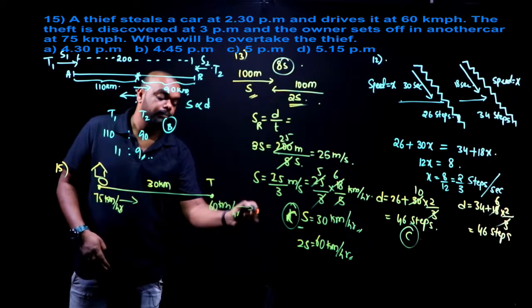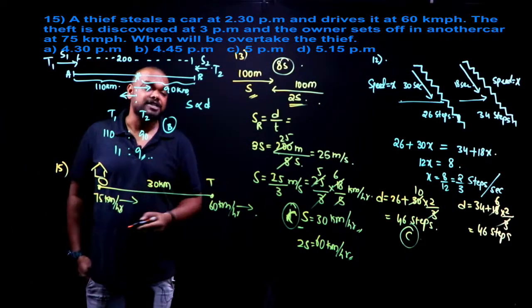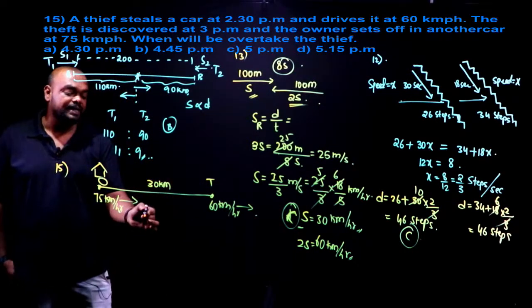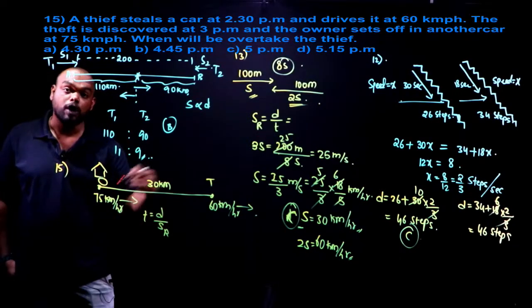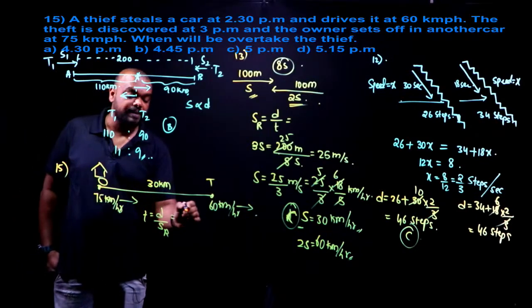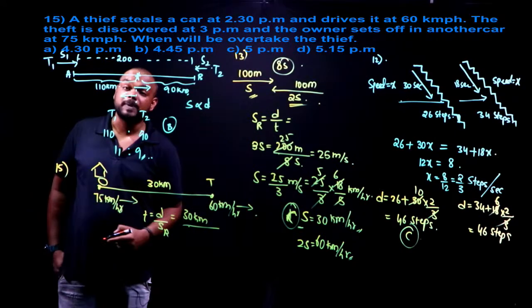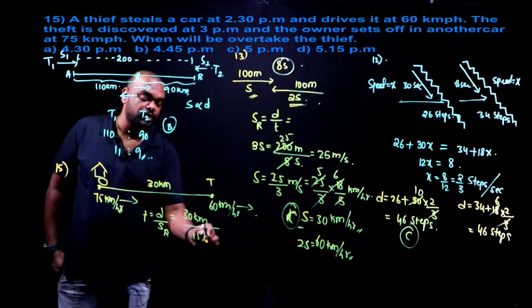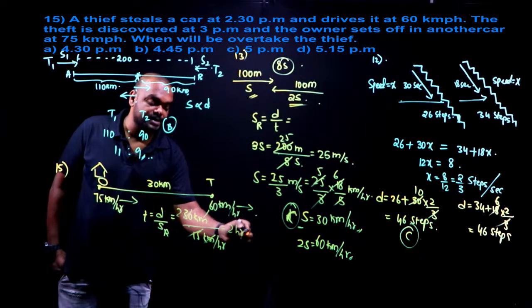Now, at what time will the owner catch the thief? We need time. Time is distance by speed. Which speed? Relative speed, because two objects are moving. What is the distance between them? 30 km, divided by relative speed. Same direction means difference: 15 km per hour. Kilometers cancel. 15 into 1, 15 into 2. So the answer is 2 hours.